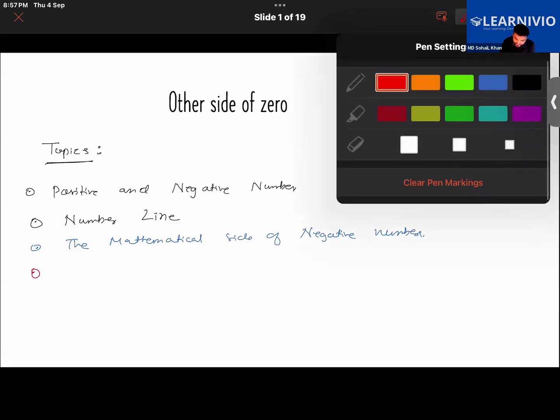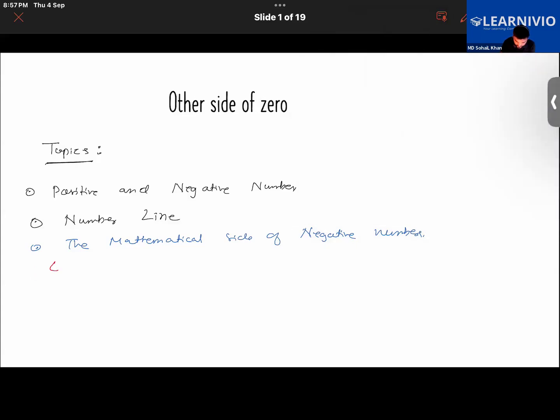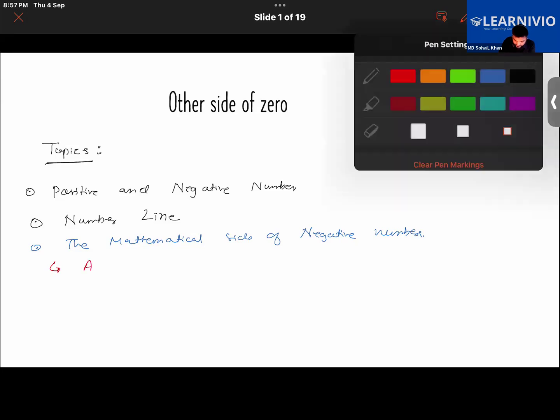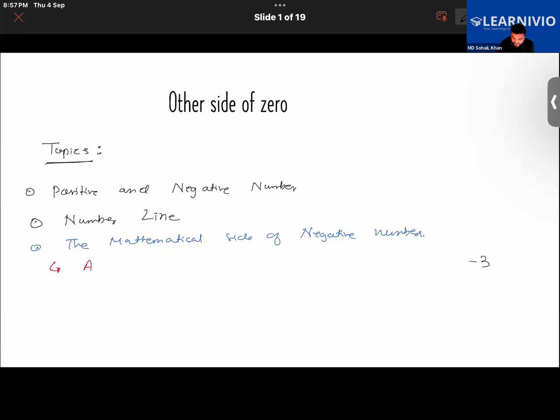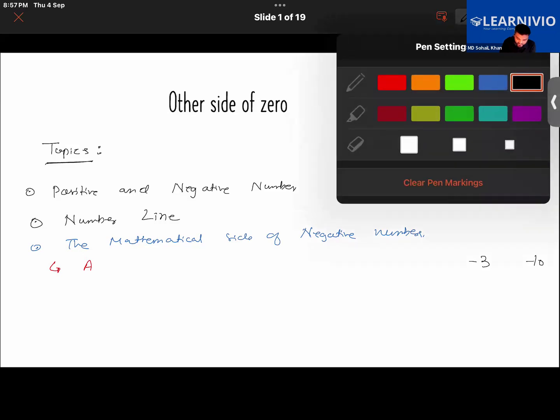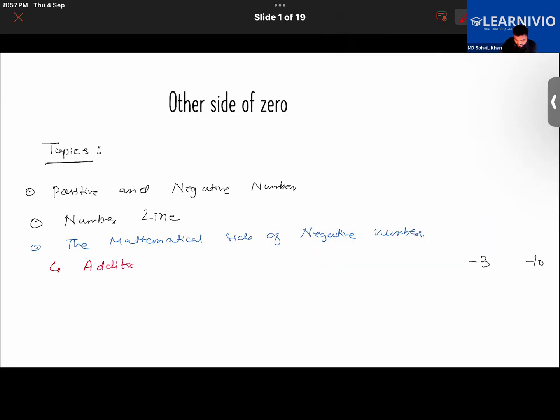Under this, we have the subtopics. For example, if you are provided with two negative numbers, like minus 3 and minus 10, how do we add them? How do we subtract them? So we will be learning about addition and subtraction of it. After that, we will also be learning about multiplication and division of these numbers.